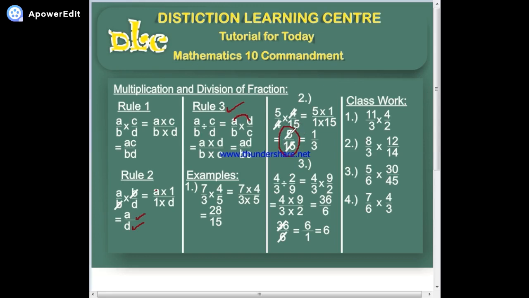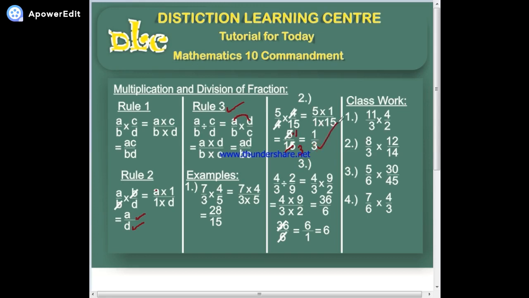So, if you look at the fraction, you look for a number that can divide the numerator and the denominator. And the number is 5. That is 5 here 1, 5 here 3. So that means we have 1 over 3 left. So that is how we arrived at 1 over 3. So that is that one.